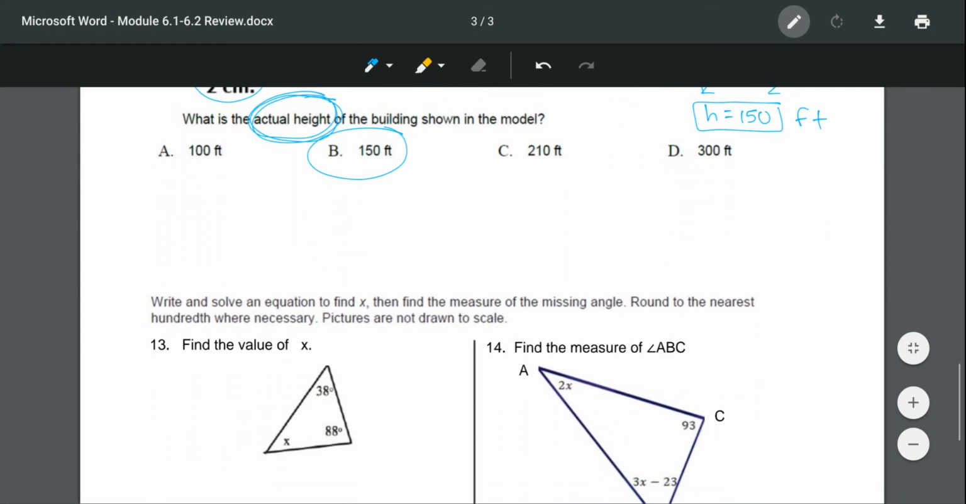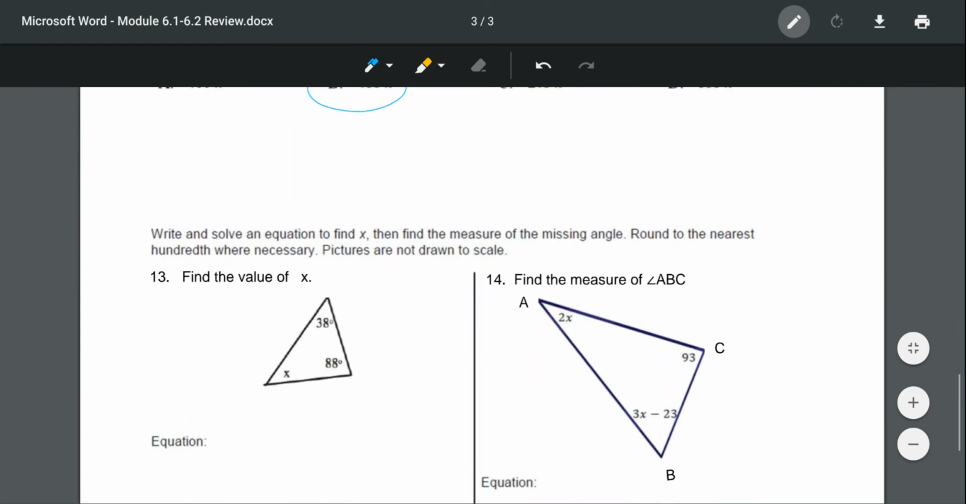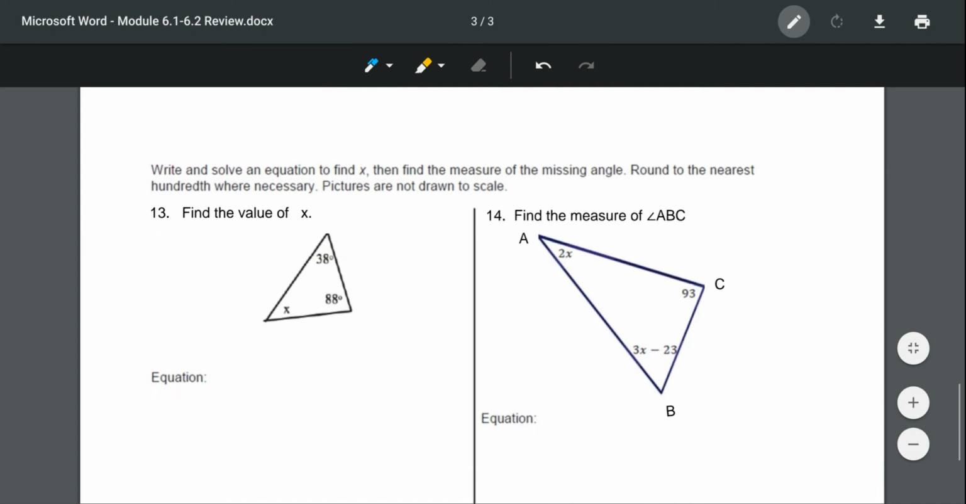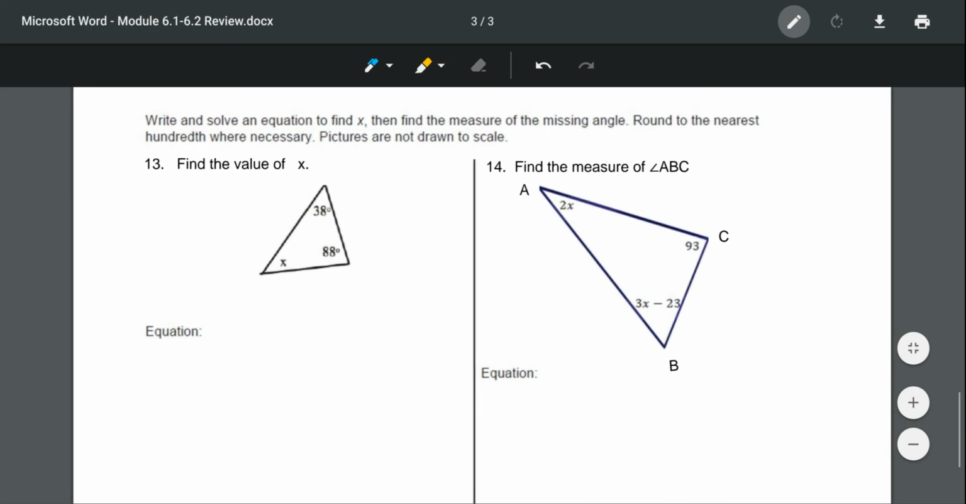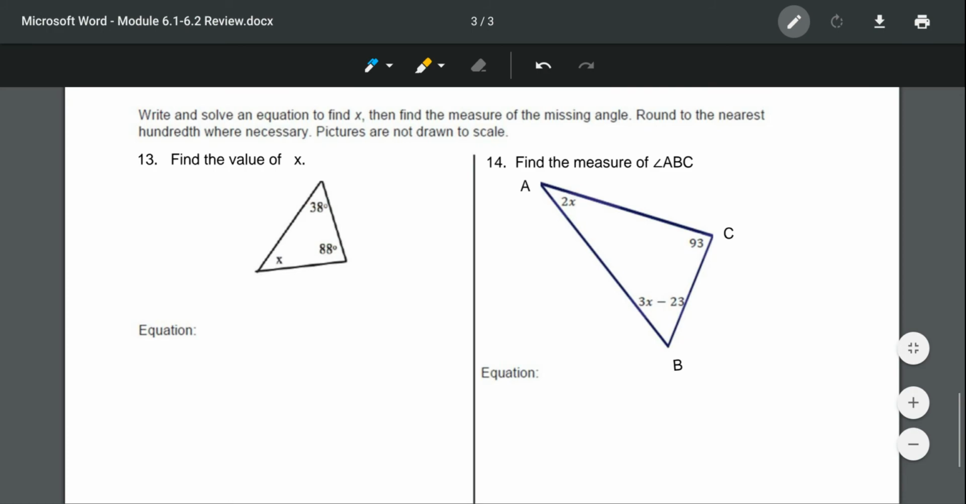Okay, number 13 and 14, it says write and solve an equation to find x, then find the measure of the missing angle, round to the nearest hundredth where necessary. The pictures aren't drawn to scale. So in the first triangle, we have an angle that measures 38 degrees, an angle that measures 88 degrees, and an angle that measures x degrees.